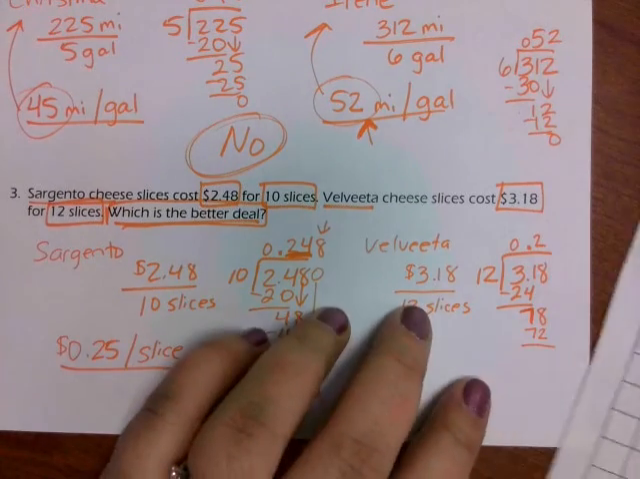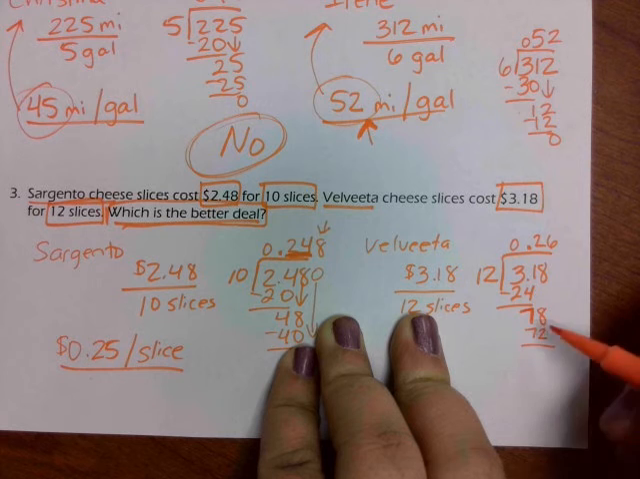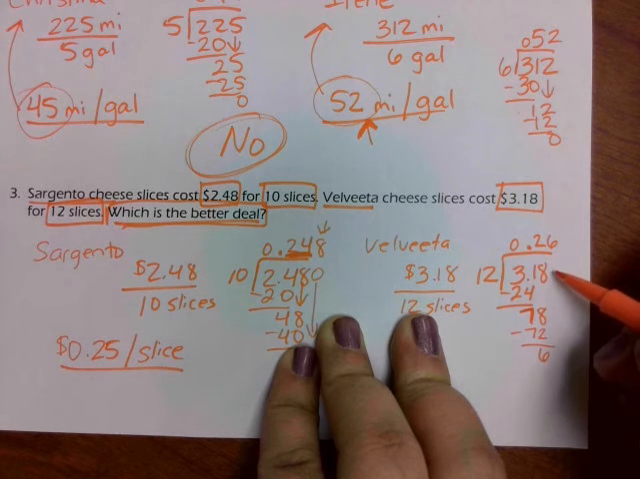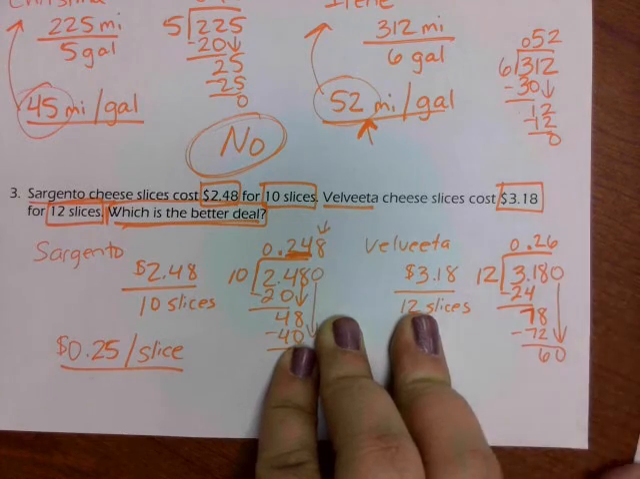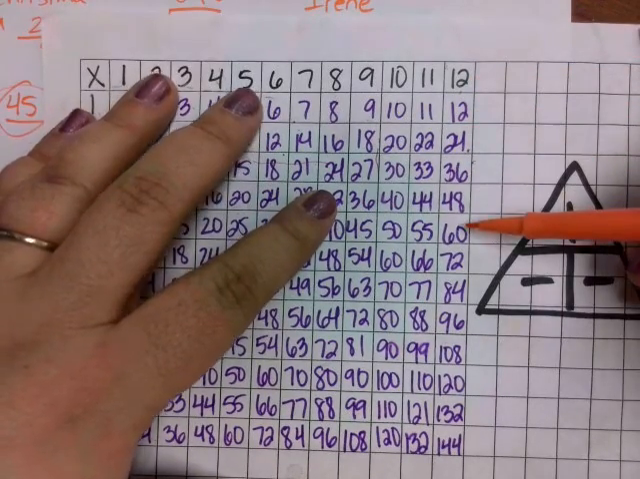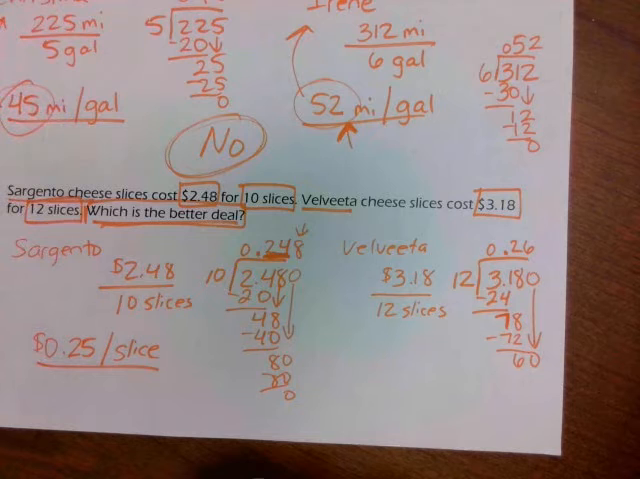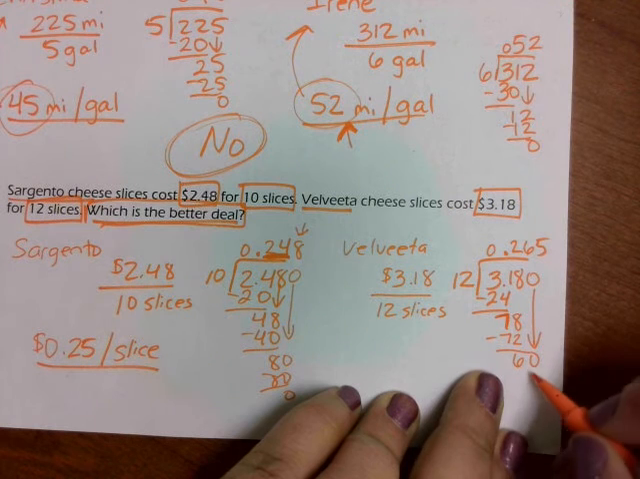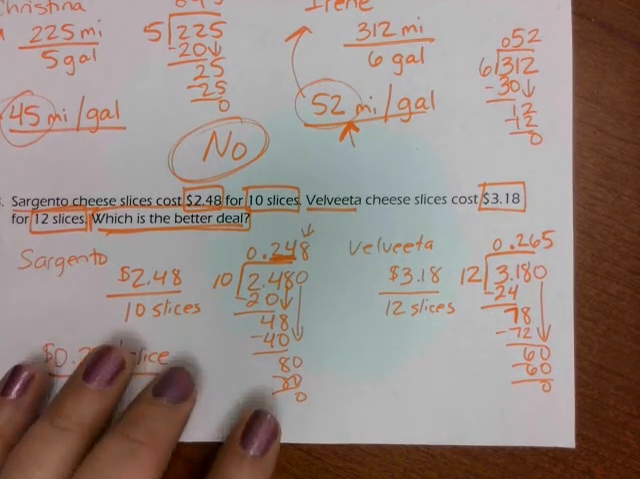Please don't hesitate to use your multiplication chart if you need to. So then I can subtract here. 78 minus 72 is 6. Bring another 0. And then 12 goes into 60. I know that's 5. But if you didn't, we go to 12, look for 60. It's right here. We get exactly 60. And the answer is 5. So 5 goes here. 60 goes here. And then we can subtract. And then we are done with that.